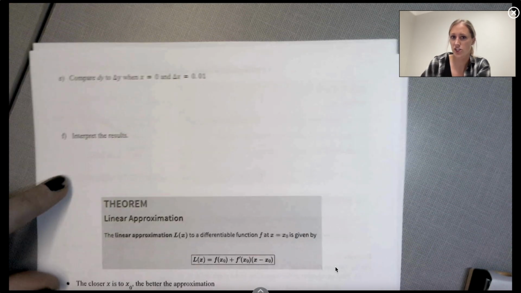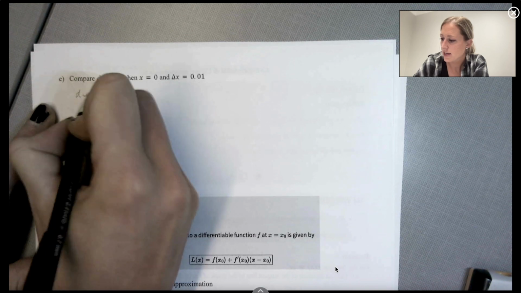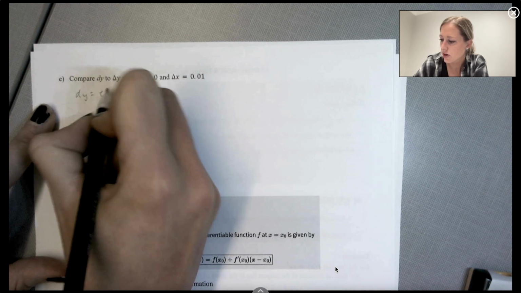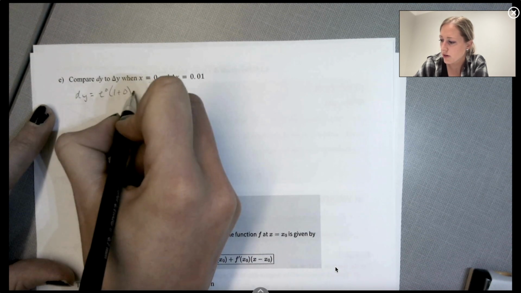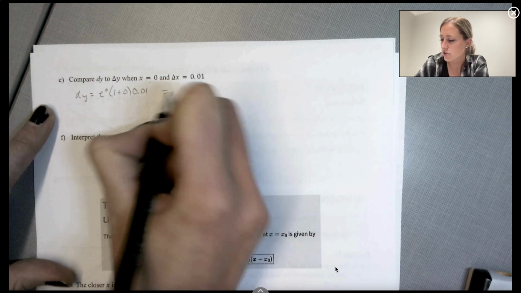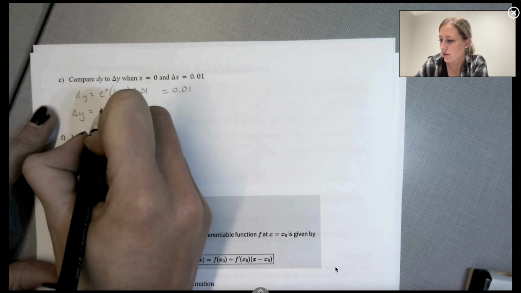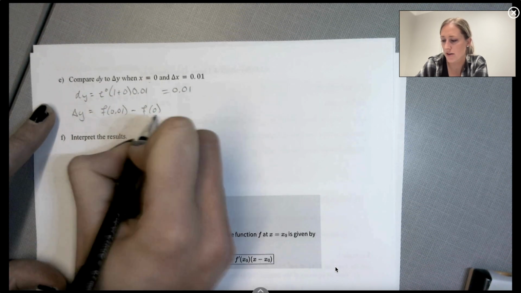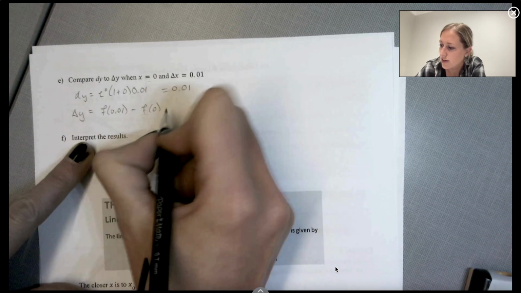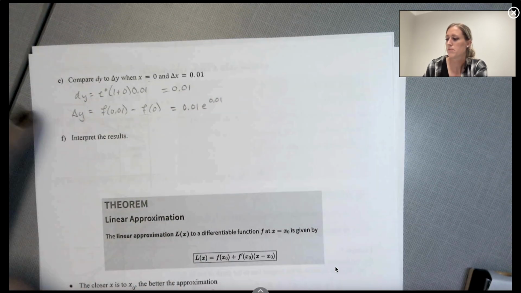Okay, now we're asked to do the same thing, but this time I have an even smaller change in x. I've got 0.01. So we're going to say dy again is e to the 0, 1 plus 0, times our change in x from 0 to 0.01, which is just going to give us 0.01. And then delta y is f of 0.01 minus f of 0. Again, we recall from before, f of 0 is just equal to 0. So this turns into 0.01 e to the 0.01. Okay, plug that in our calculator.